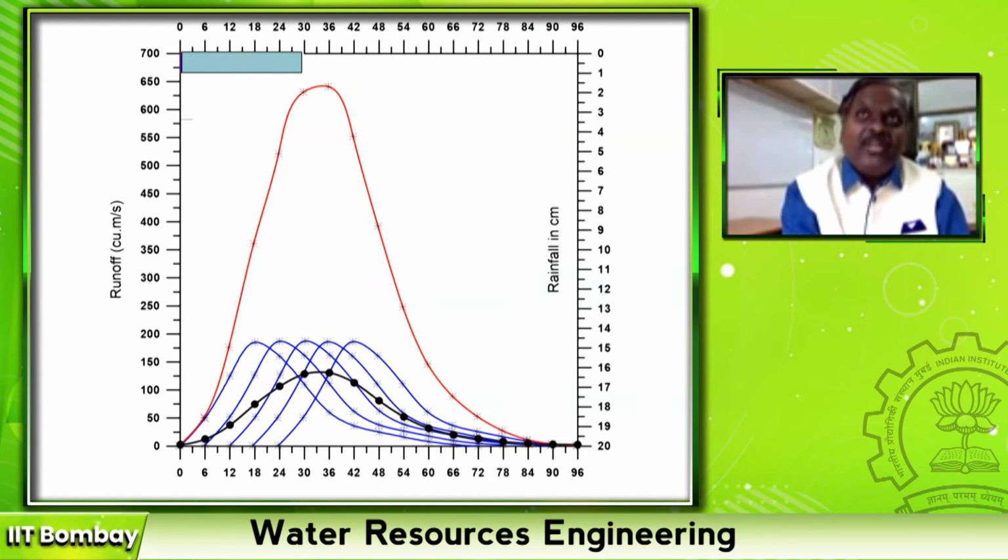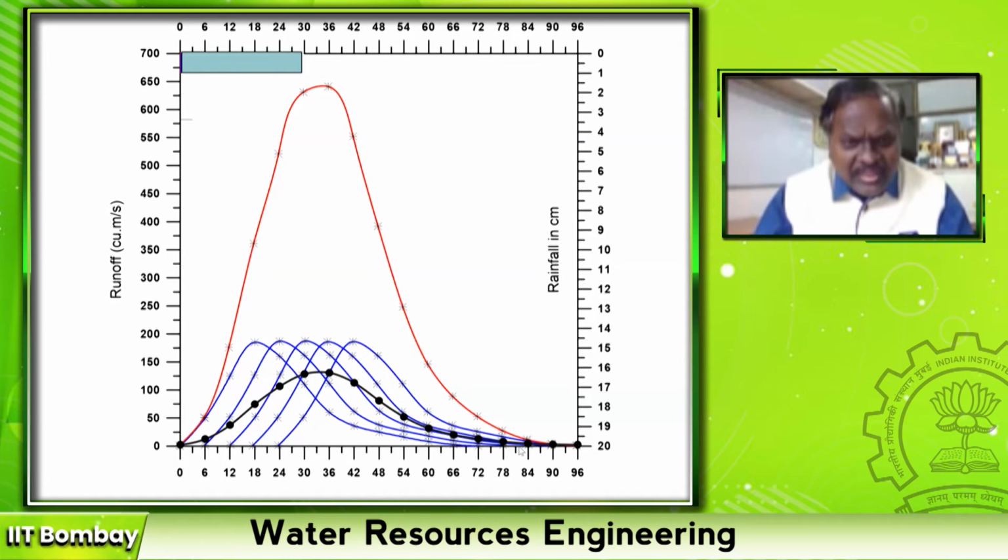Just imagine how the unit hydrograph looks for 1 centimeter in 6 hours, and for 1 centimeter in 30 hours. But please note, the runoff volume remains the same for 1 centimeter in 6 hours and 1 centimeter in 30 hours, because the rainfall excess is the same. So the runoff depth is also the same.